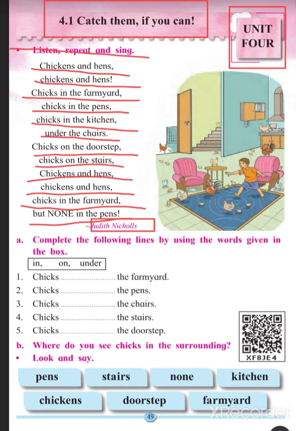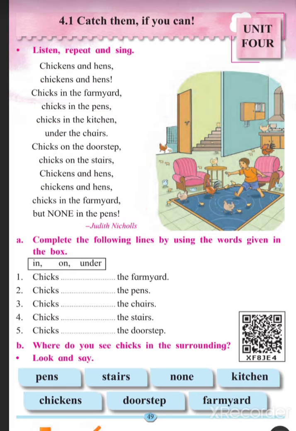Now it's written by Jodil Nicole. Now we will understand what this poem is all about. The first line is here: chicken and hens, chicken and hens. Now what is this chicken and hens? Chicken, as you all know, the hen is this. When the chicken is female, what do we call it? Hen. And when it is male, we call it cock. And when they are small babies, they are called chicks. Small babies are called chicks, so that's what chicken and hens means.